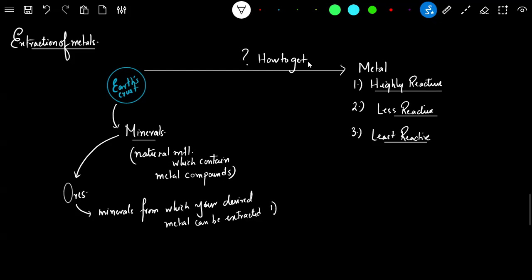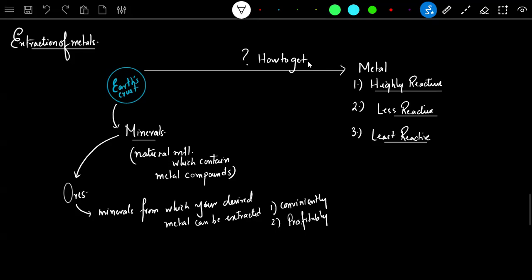Two things we study here. ये दोनों वर्ड नहीं लिखोगे तो मार्क्स नहीं मिलेगा आपको. Conveniently and number 2, profitably. Okay, the story is something like, I need sugar. Should I get it from sugar cane or should I go to the berry trees and pluck berries? Berries are also going to give me sweet compound, but berries से हम चीनी नहीं बनाएंगे. चीनी बनाने के लिए हम sugar cane से बनाएंगे.